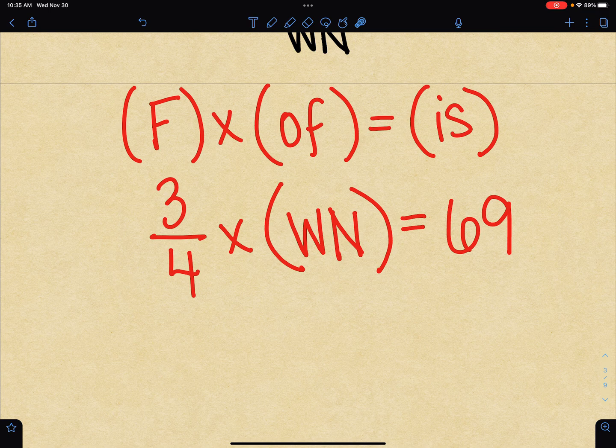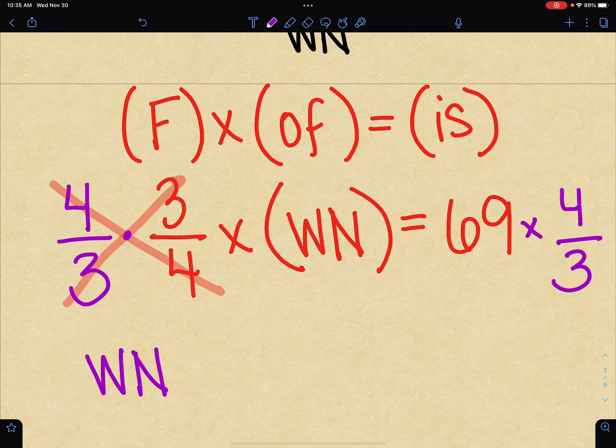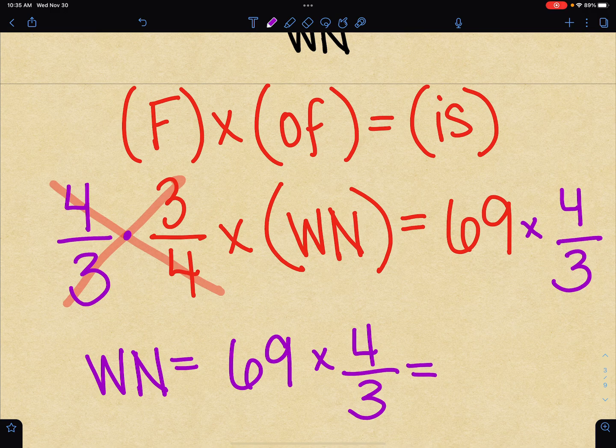So how do we solve for Wn? Easy peasy. We just need to get rid of the 3/4 over here. How do you get rid of a 3/4? Well, one way is to multiply both sides of the equation by 4/3. Okay, and then that makes it easy because this all cancels out. And what you have left is Wn is equal to 69 times 4/3. And then you can just do the math on that.